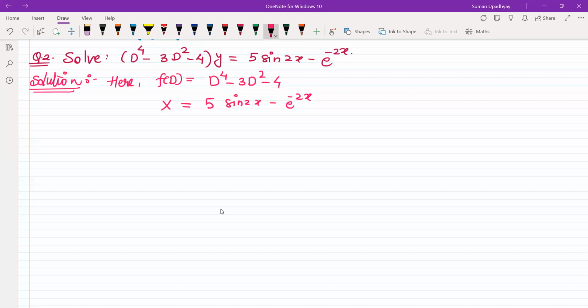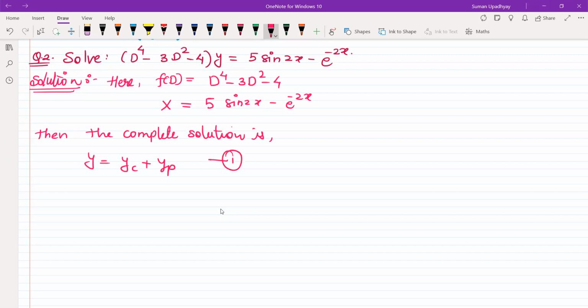Then what is the complete solution? y equals yc plus yp. This is our complete solution. I'll make it equation number 1. So the solution consists of two parts: one is yc, the other one is yp.